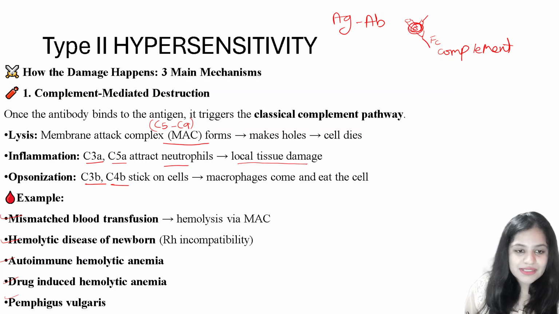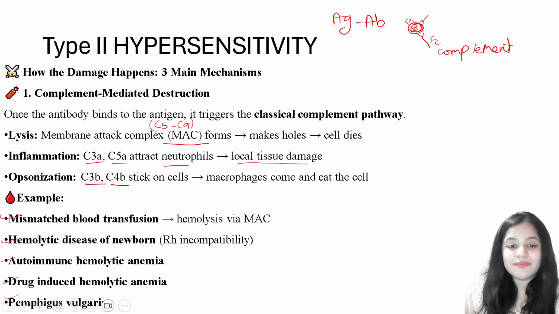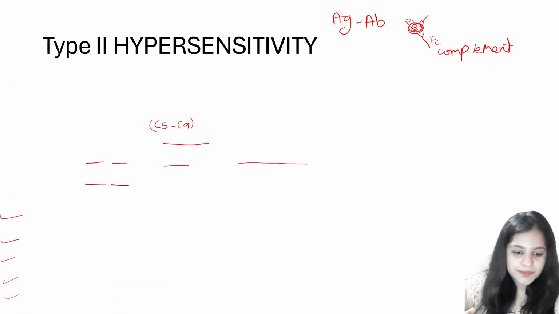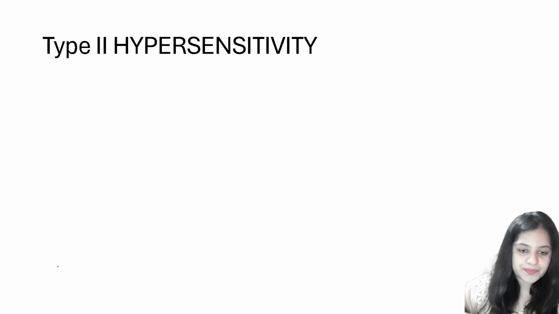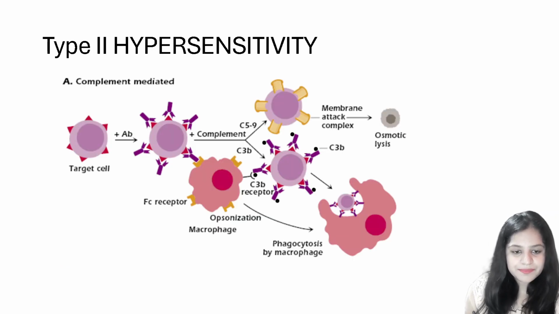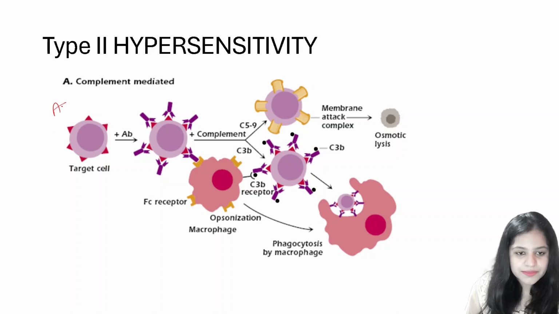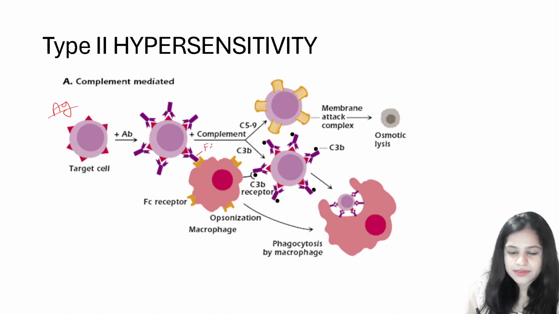Now, these examples are for your complement-mediated destruction. Now, let's see how it is happening. This is your target cell, your antigen. Now these are your antibodies. This is the Fc constant part of your antibody. Always remember this. Now this Fc constant part of your antibody comes and attaches to the complement, and through the classical complement pathway, they form this membrane attack complex, that is C5 to C9 complements. This is the membrane attack complex. You see, this is like forming a hole through which lysis occurs.